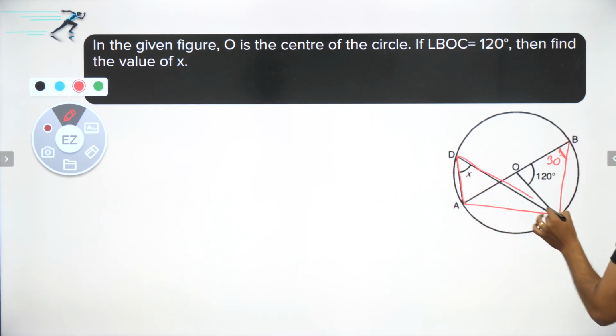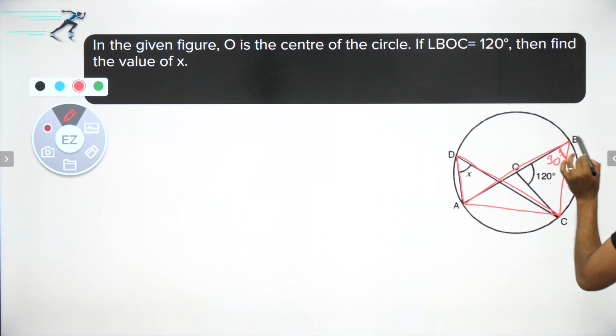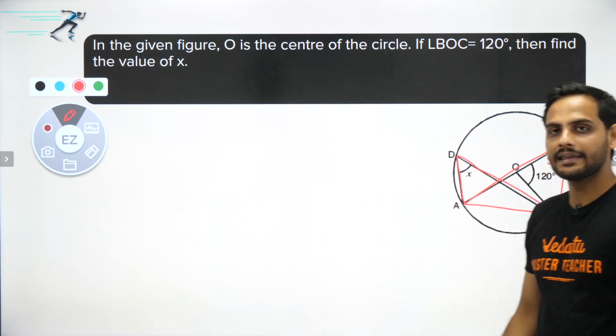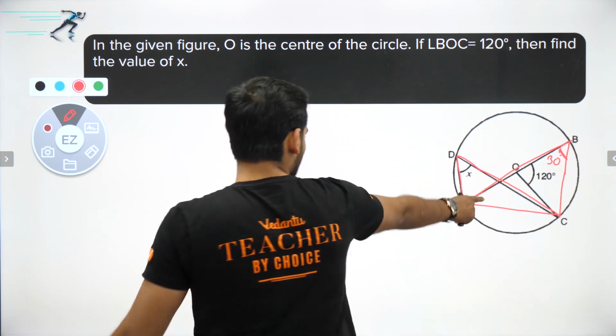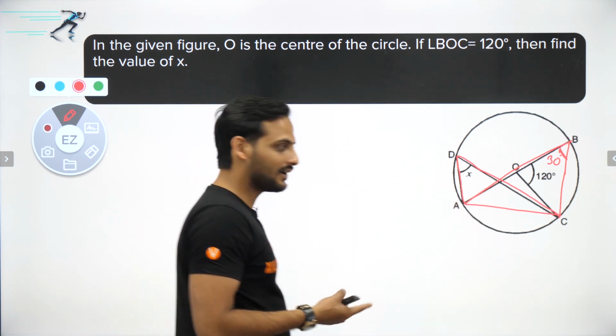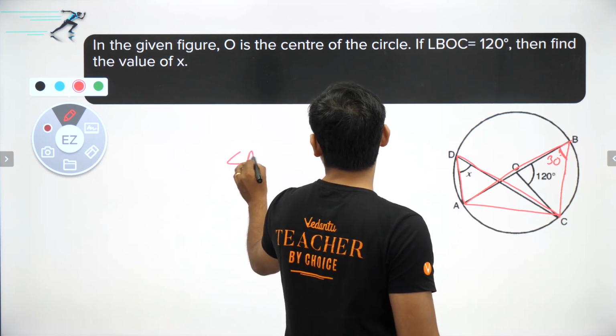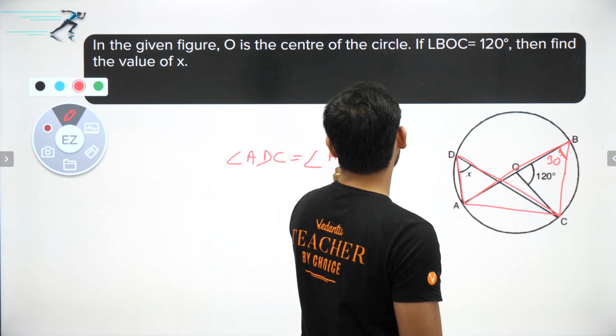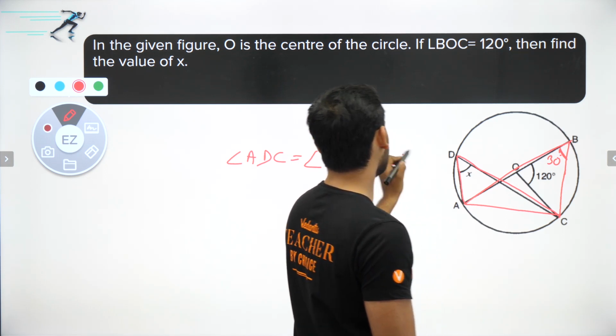Can you see now that angle ADC and ABC are lying in the same segment because of chord AC? And you know angles in the same segment are equal, so I can say angle ADC is equal to angle ABC is equal to 30 degree.